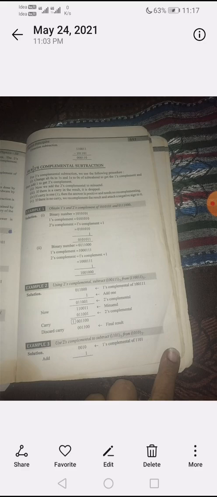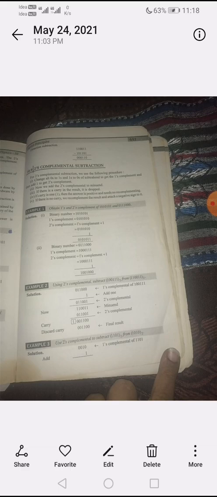First convert this number 0111000 to its ones complement. In order to convert this number into ones complement, wherever 1 is there, you have to write 0, and in place of 0, you have to write 1. So 1000111. Then this is converted into ones complement. After converting, just add 1 to this ones complement, and you will get the 2's complement.